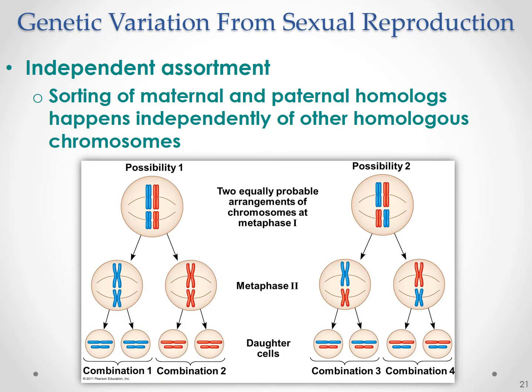Well, it's because of 3 sources of variation. I've touched on a couple of them as I went through the stages of meiosis. So one source of variation comes from independent assortment.